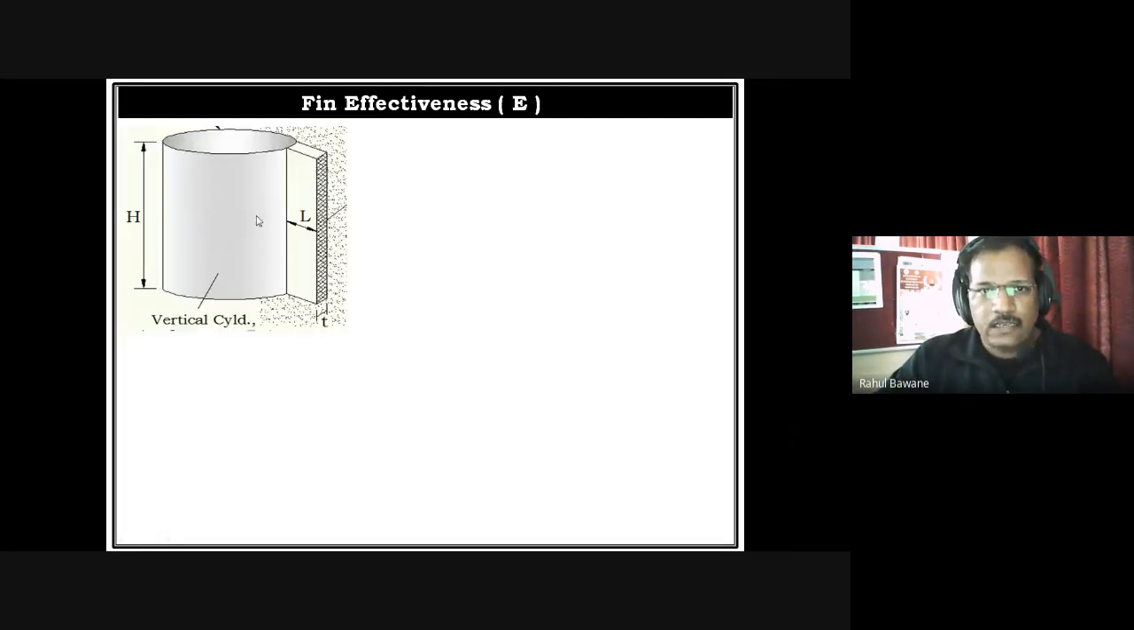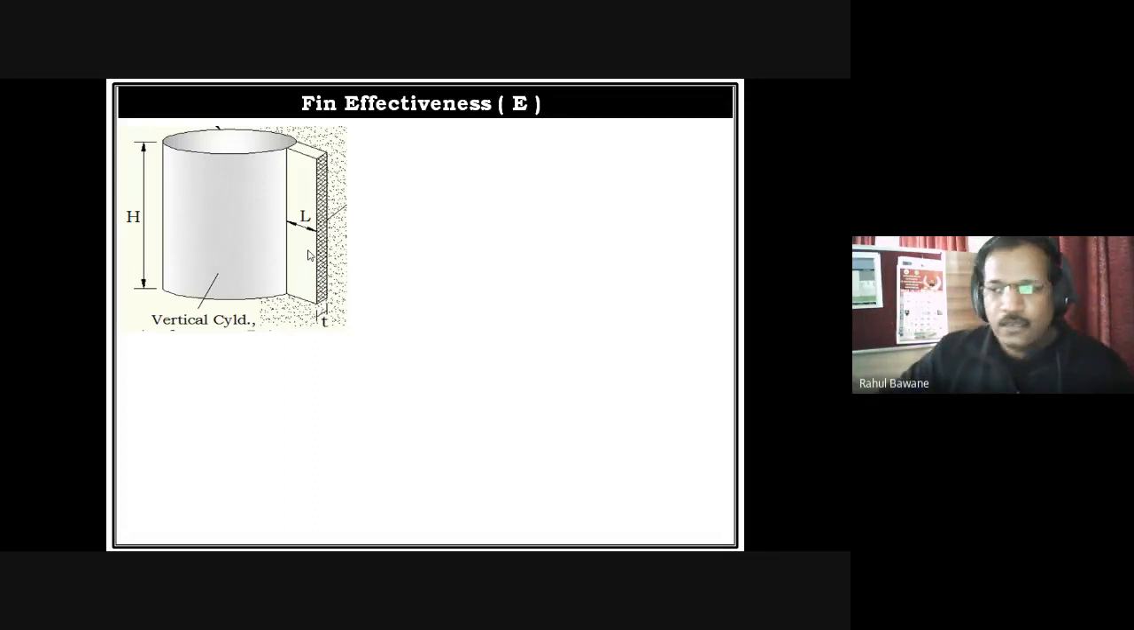Now we use fins on the base surface. Suppose this is a cylinder and we apply one fin here. Why do we apply fins? To increase the overall surface area. If I increase the area, heat transfer by convection will be more, correct? We said heat transfer by convection is more when convection resistance is less. If convection resistance is less, the heat transfer rate will be more, correct?